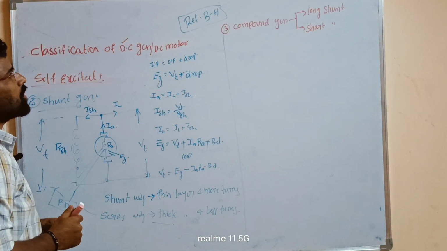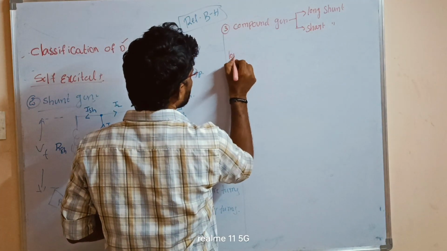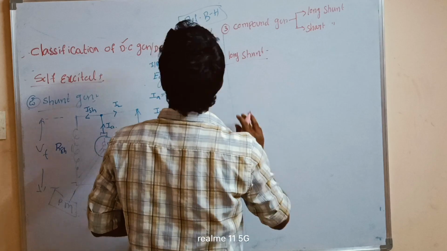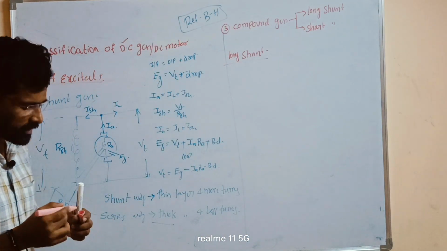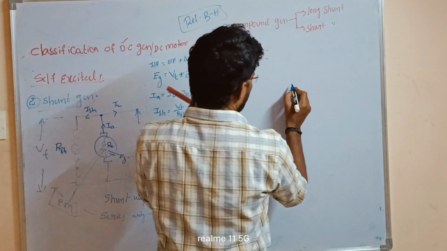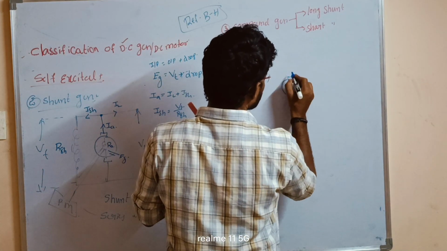First we discuss the long shunt generator. It is similar to the shunt generator. So what is the difference? We can find out. So here, the armature winding.